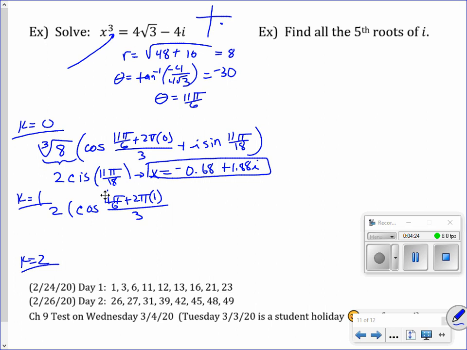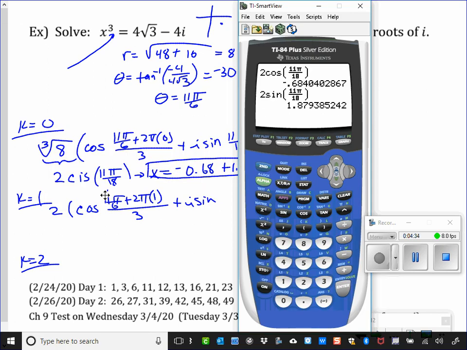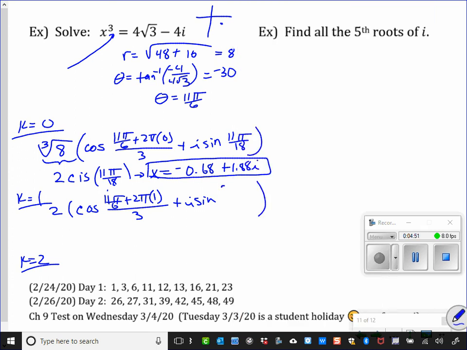Over 3 again. So we have to figure out what all that makes. An easy thing to do in your calculator is to do this calculation without all of that pi business. Go ahead and do 11/6 plus 2, and then divide that by 3. It'll pop out 23 over 18. So I got 23 pi over 18, and I have 2 cis of 23 pi over 18.